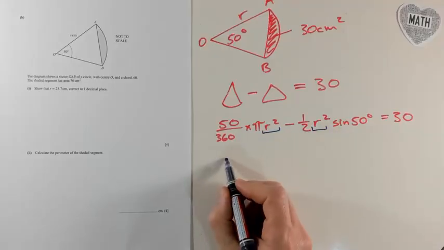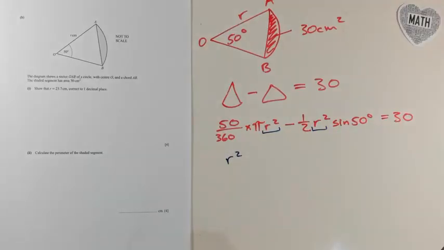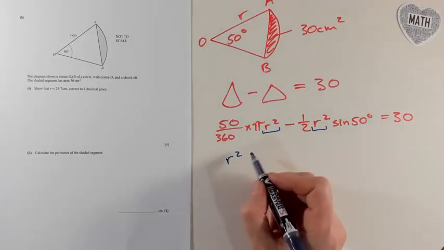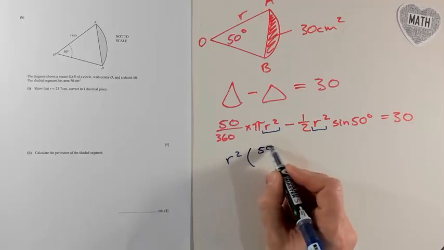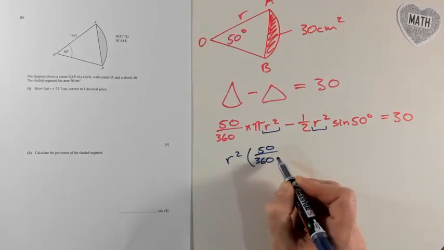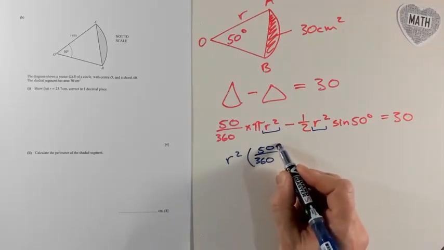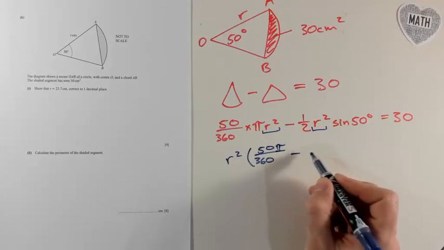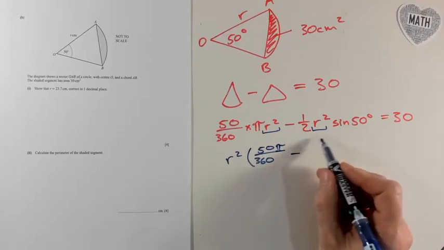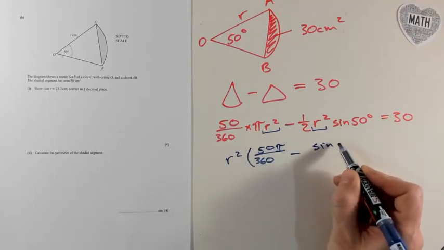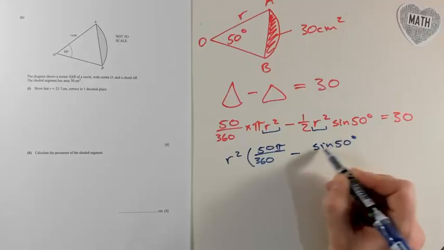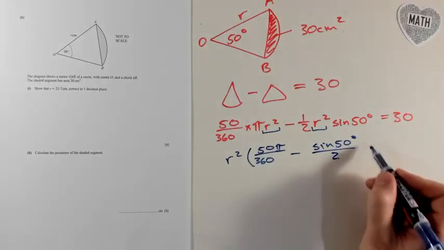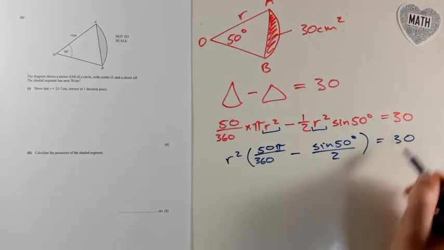So I'm actually going to do some factorizing. And here I would have 50 over 360. This is 50 pi actually, 50 pi over 360 minus, this is the sine, well, it's half the sine, half, and that would be it, is equal to 30.